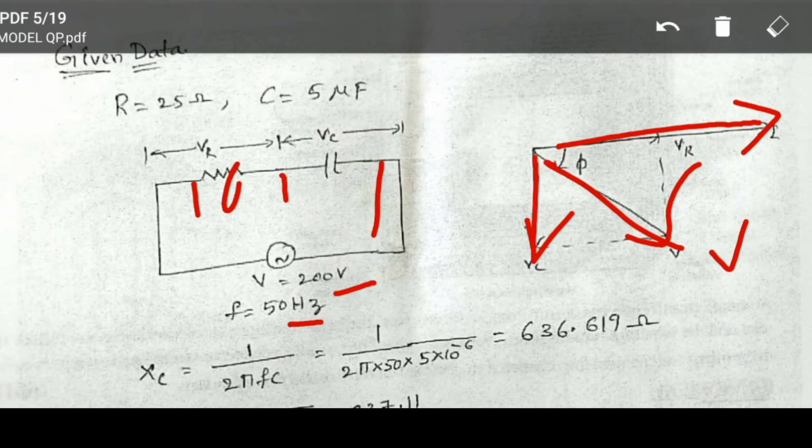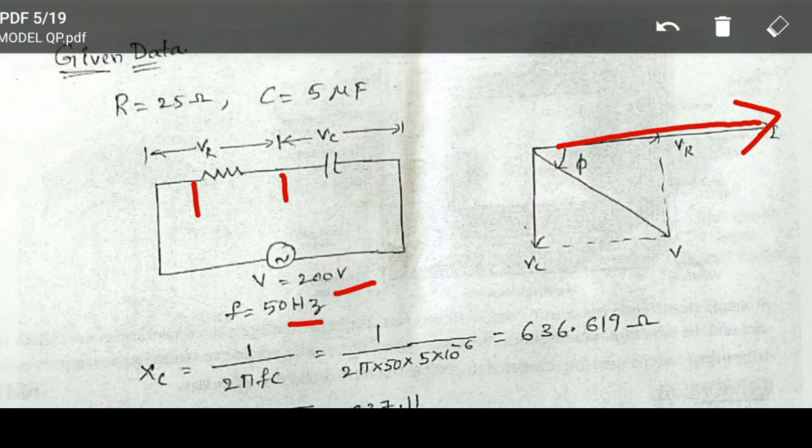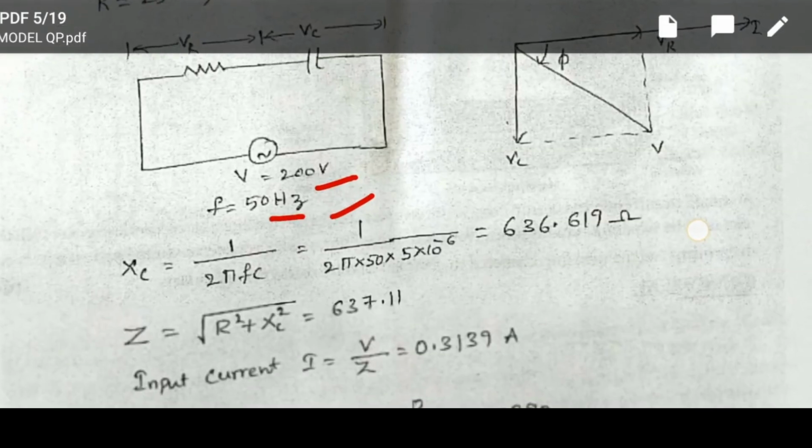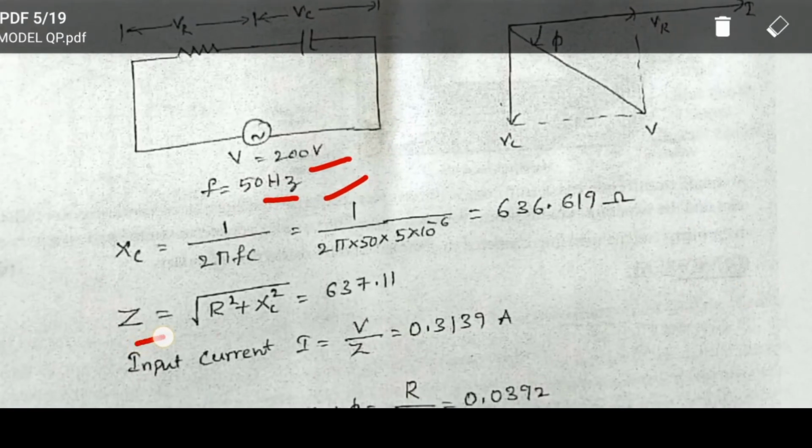And power factor, cos phi equals R by Z. The angle between voltage and current gives the power factor, the cosine of the angle between voltage and current. If you consider the resistor current IR, and I is the total current flowing through this, then both are in phase. Given that the frequency is 50 Hz, from that we can calculate XC, the capacitor reactance. XC equals 1 by 2 pi FC, that is 636.19 ohm.